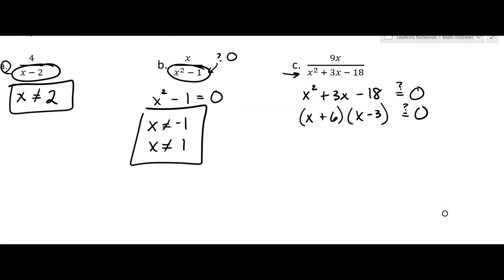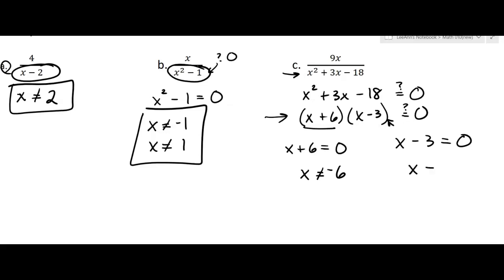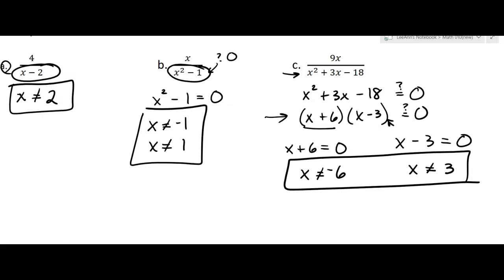To find that, you look at each factor. So when does x plus 6 equal 0? Because we don't want that. And when does x minus 3 equal 0? Because we don't want that. If you had 0 here, 0 times whatever would be 0. And if you had 0 here, 0 times whatever would be 0. So here we're going to say x cannot be negative 6, and here we're going to say x cannot be 3. Those would be the excluded values. Now you'll catch on more to this as we work with the rational expressions.